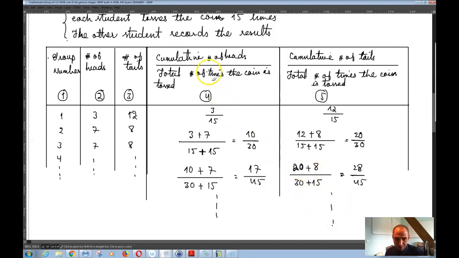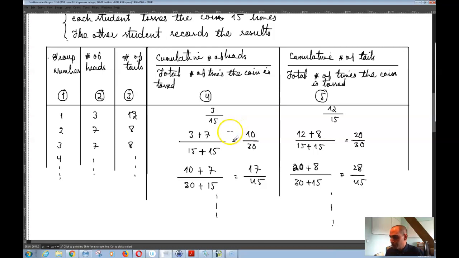And so that's basically why these are called cumulative, meaning that they just get accumulated over time as you add more groups to the groups that are working parallel together in order to get the results.